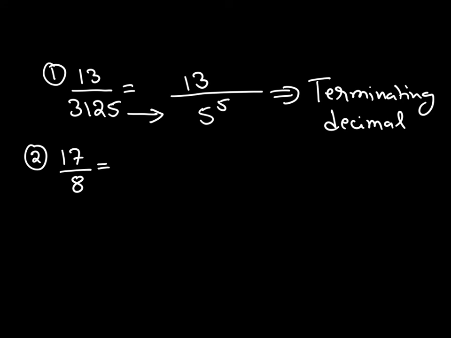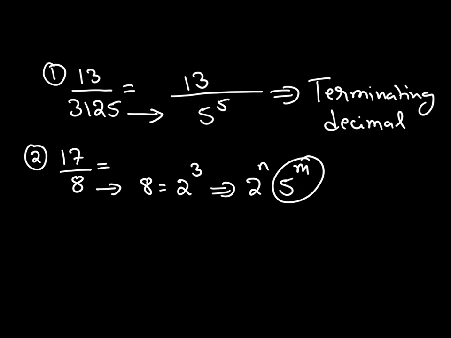Let's figure out whether 17 over 8 will be a terminating decimal or not. Now, what are the prime factors of 8? The prime factors of 8 are 2 to the power 3. This is now in the form 2 to the power n times 5 to the power m, where the power of 5 happens to be 1 because m is 0. So the denominator has only a prime factor of 2, the power of 2. Therefore, this also will be a terminating decimal.